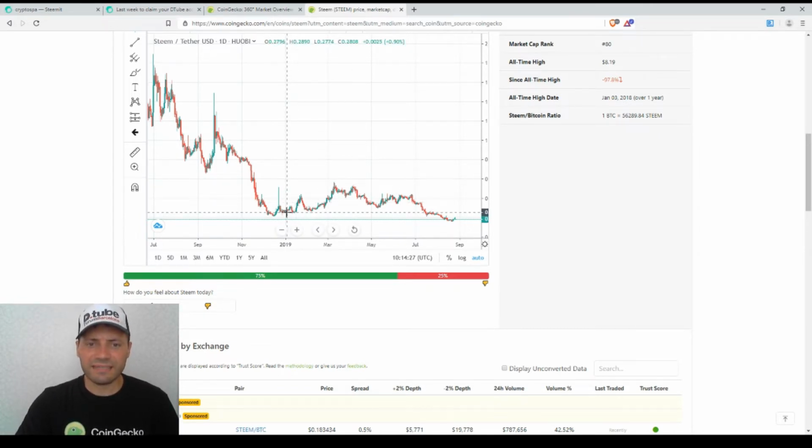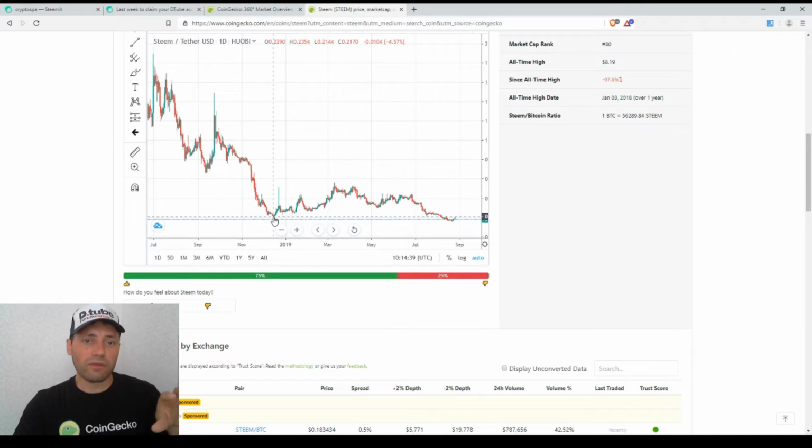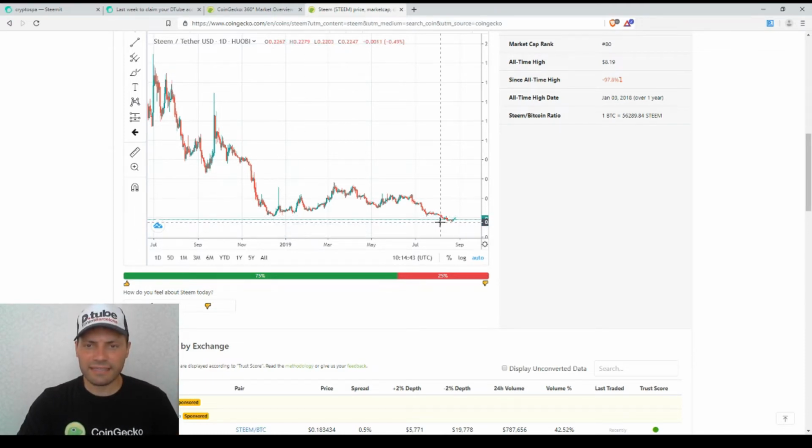In my view, the price of Steem has been consolidating, or trading sideways, since the beginning of 2019. Although the current local low on the chart is a little bit lower than the local low that was formed in December 2018, so we have to be very careful. To some extent, it is a bearish signal.